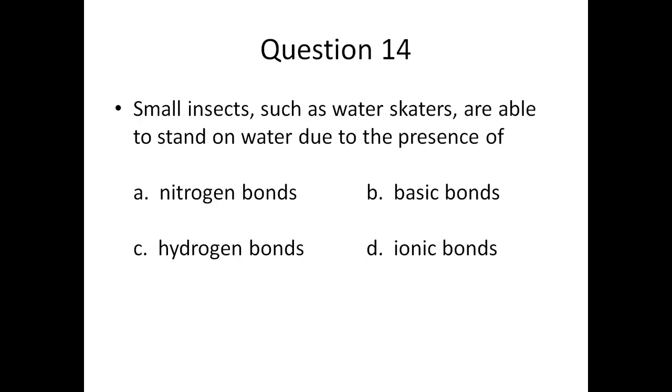Question 14. Small insects such as water skaters are able to stand on water due to the presence of A. Nitrogen bonds, B. Basic bonds, C. Hydrogen bonds, and D. Ionic bonds.